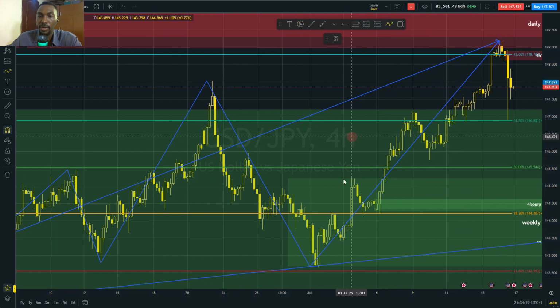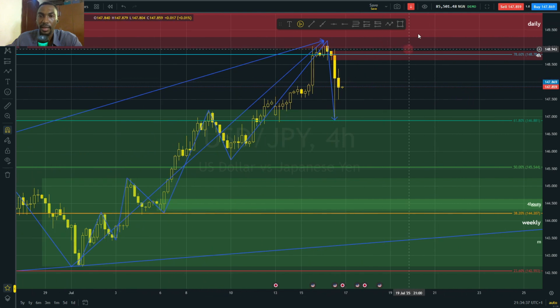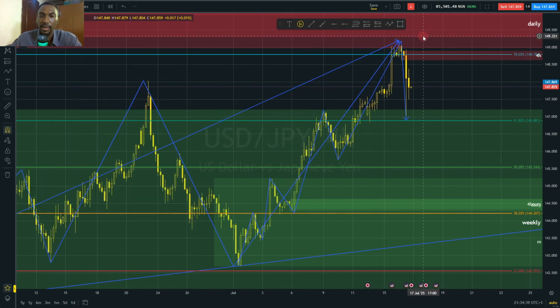It is also giving you that clear substructure of higher lows and higher highs, which is what you want to be looking for in any uptrending market. But however, because of the fact that I am seeing a clear supply zone right here on the higher time frame, I'll be a bit skeptical about this and not just dive straight into it.